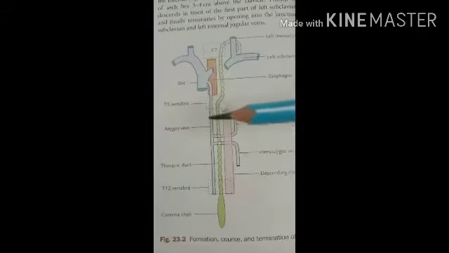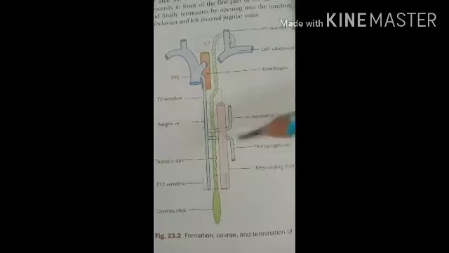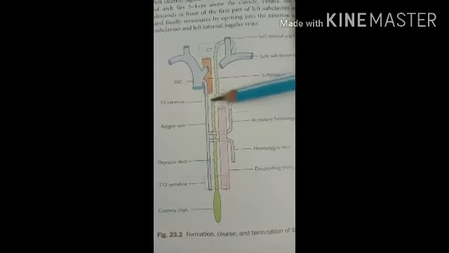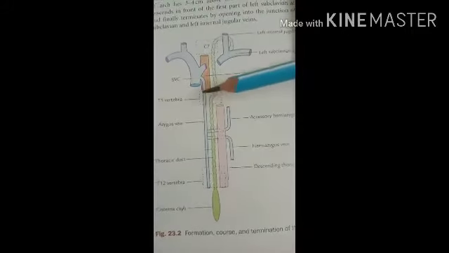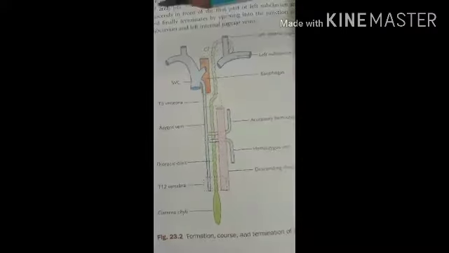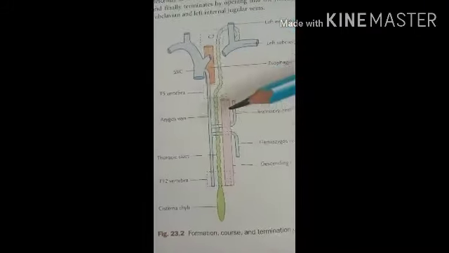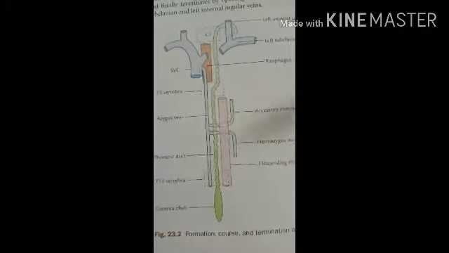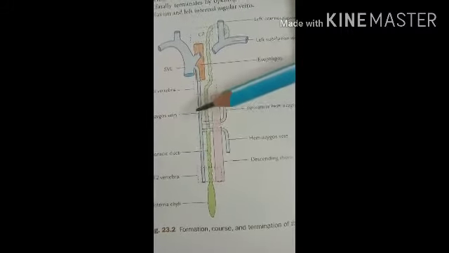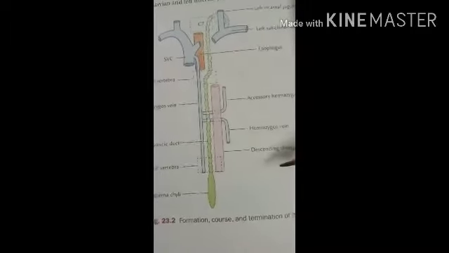Then the relations in the posterior mediastinum, in this region. Anteriorly the diaphragm, esophagus, and right pleural cavity. The esophagus comes on the lower side. Posteriorly the vertebral column, the right posterior intercostal arteries, and the terminal part of the hemiazygos vein. To the right side the azygos vein, and to the left side the descending thoracic aorta.